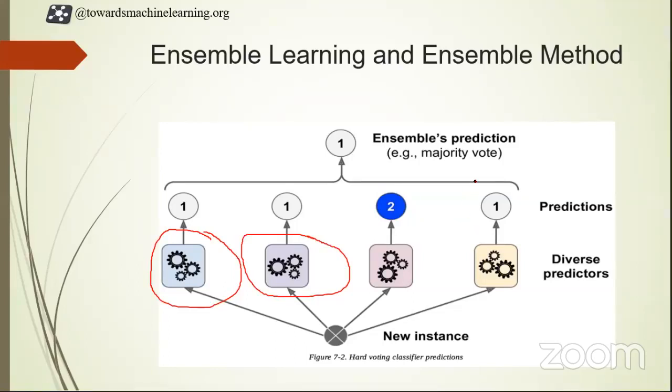So what's the ensemble prediction? As I told you, ensemble combines multiple weak learners to form one strong learner. So you can see that in voting, one wins the election. So now one is the ensemble prediction. In this way the ensemble learning performs.